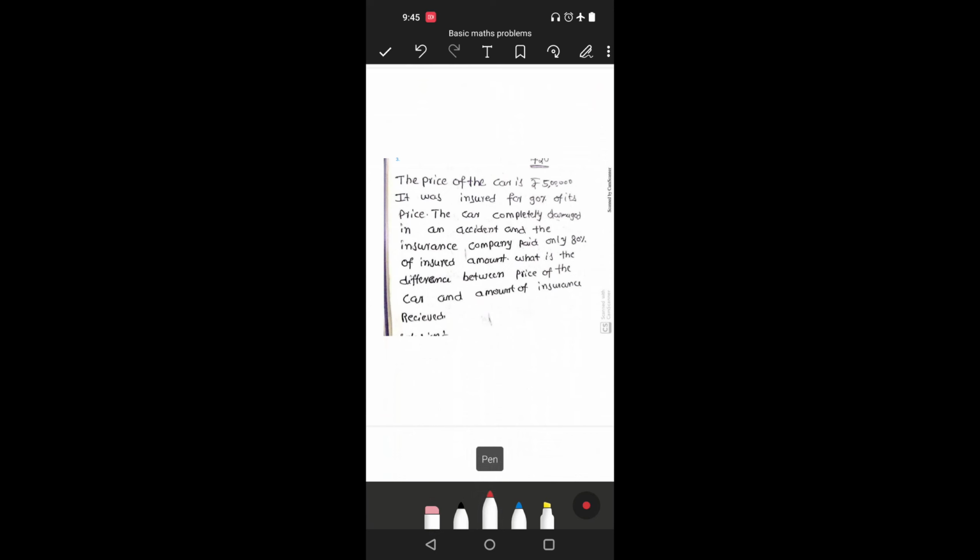The price of the car is 5 lakh. It was insured for 90% of its price. The car was completely damaged in an accident, and the insurance company paid only 80% of the insured amount. So how much is the insured amount? 90% of the 5 lakh will be 4,50,000, which is the insured amount. So the insurance company has given a compensation of 80%. Okay, so 80% of the 4,50,000 will become 3,60,000.